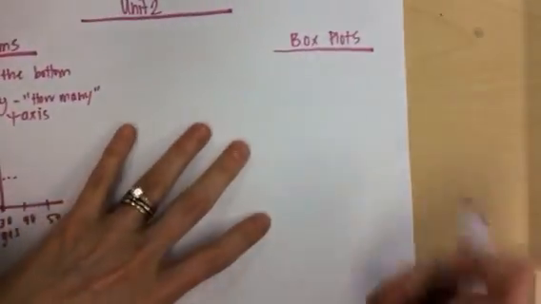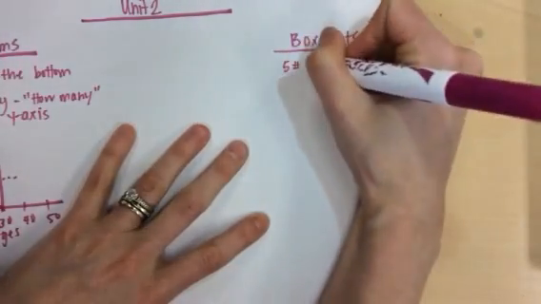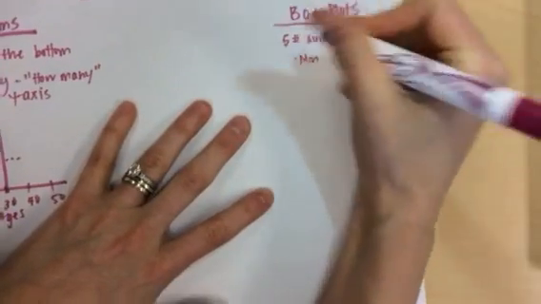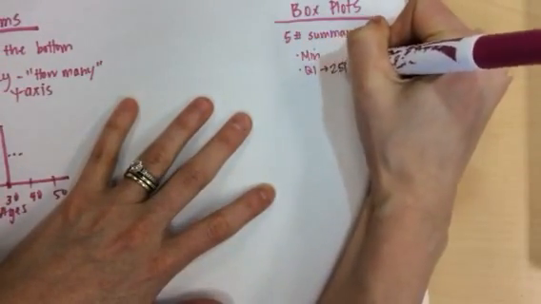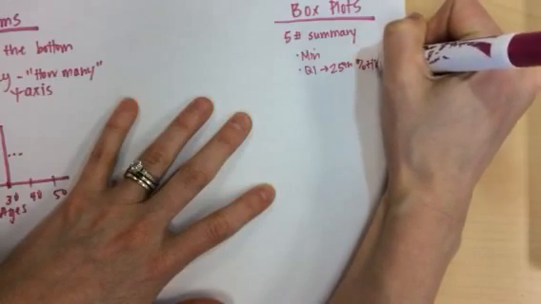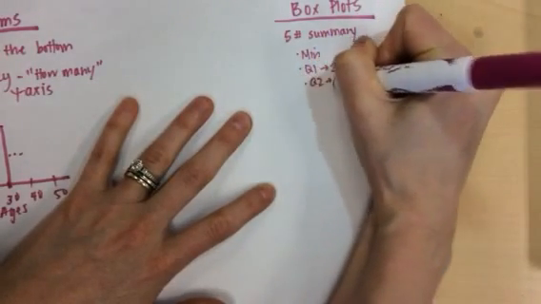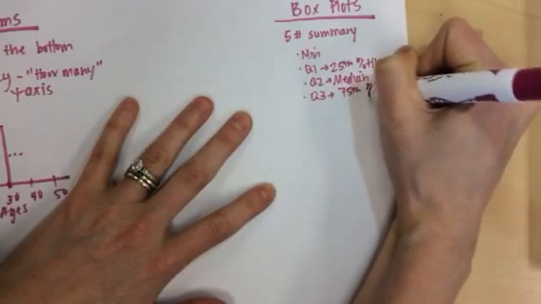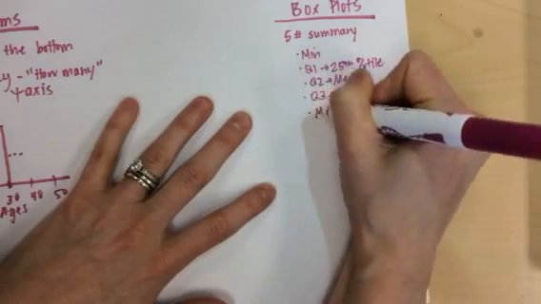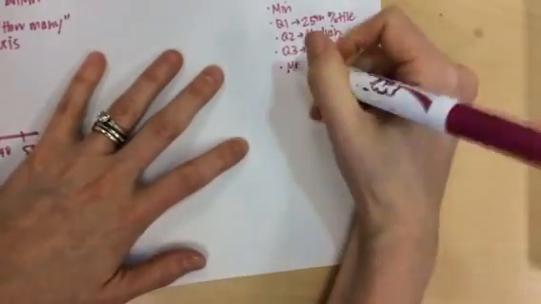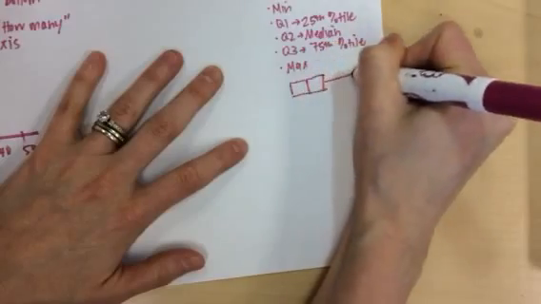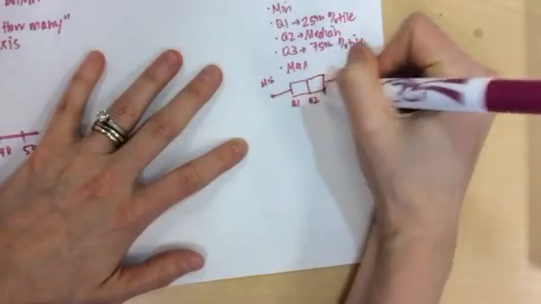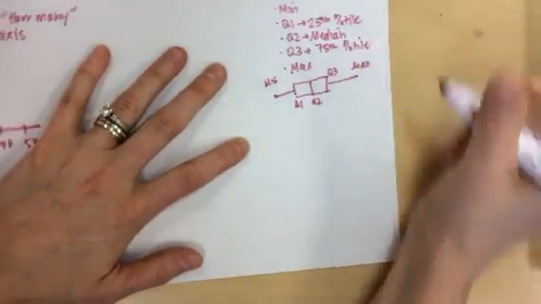For box plots, we have our 5-number summary, which includes our minimum, our Q1, which is your 25th percentile, our Q2, which is our median, our Q3, which is our 75th percentile, and then our maximum. So that's your 5-number summary. Let's draw a little example here, and then label it. This is our min, this is our Q1, Q2, Q3, and our max.